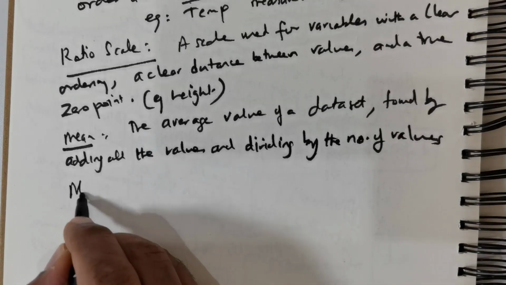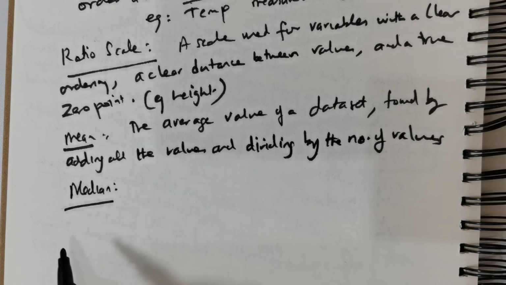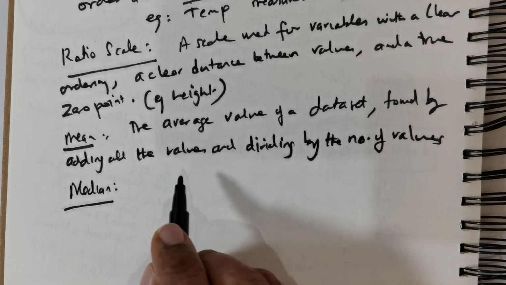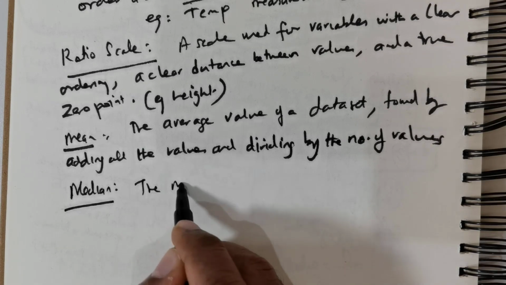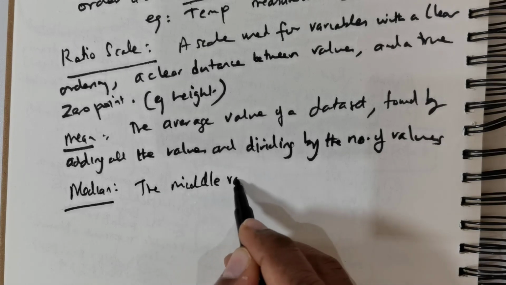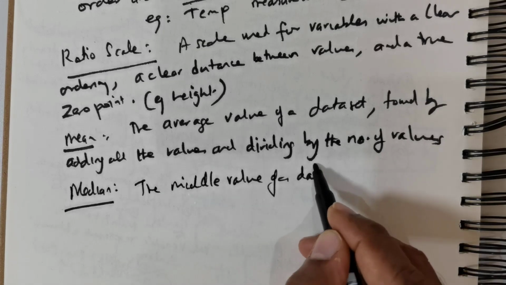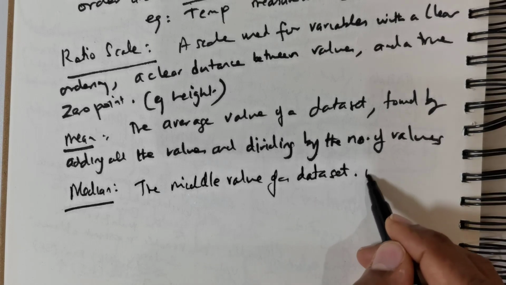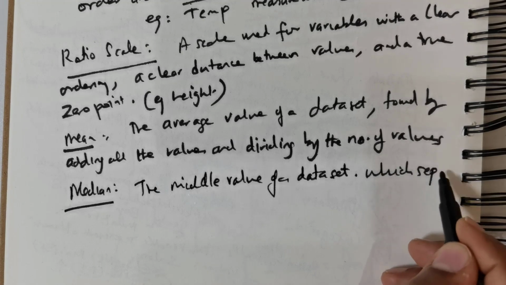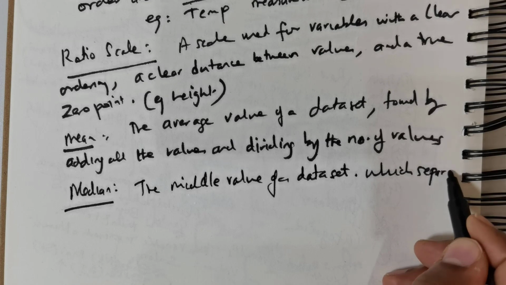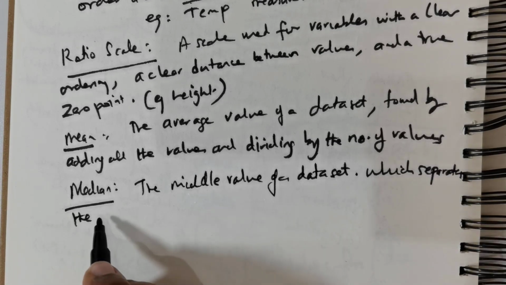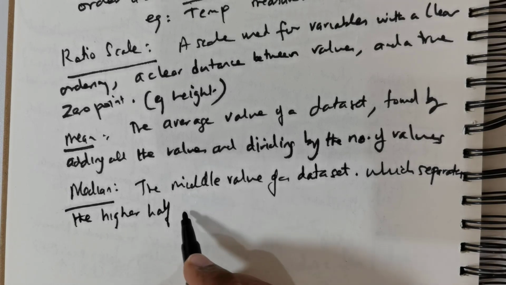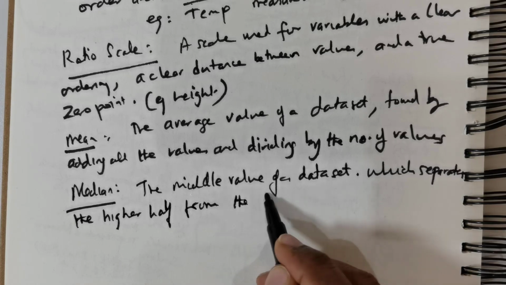Now the next comes median. Now people will be confused between mean and median, but I am going to give you illustrations that will enable you to understand the median. So this is nothing but the middle value of a data set which separates the higher half from the lower half.